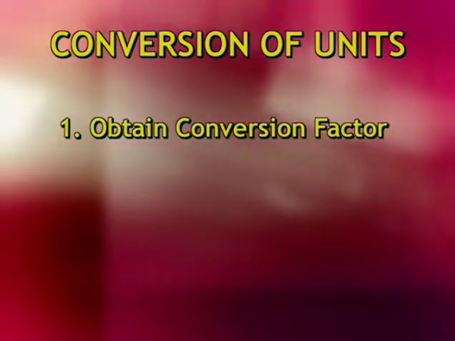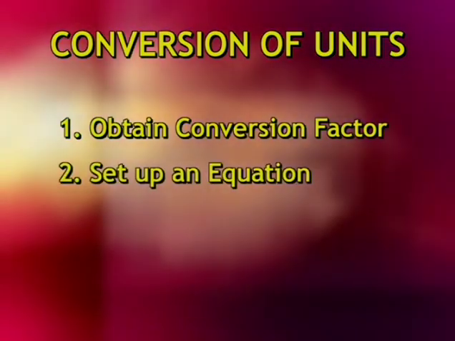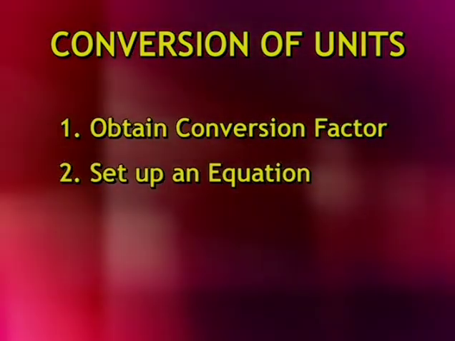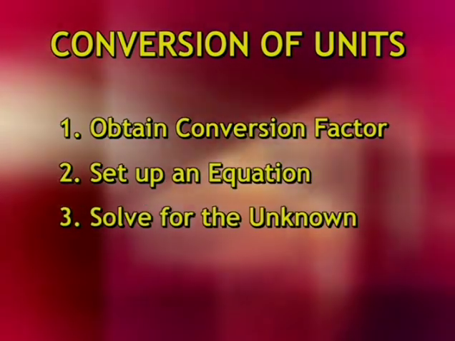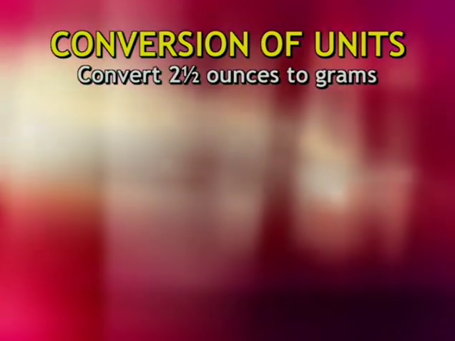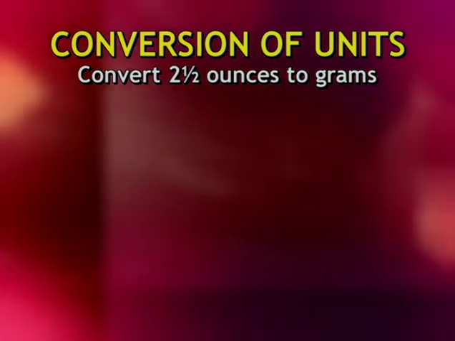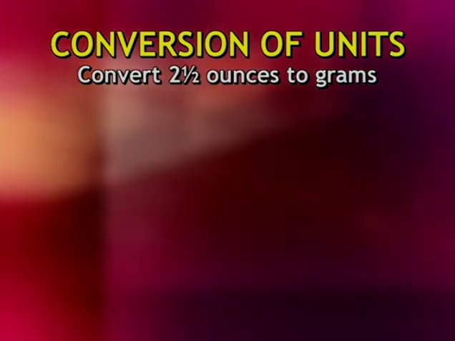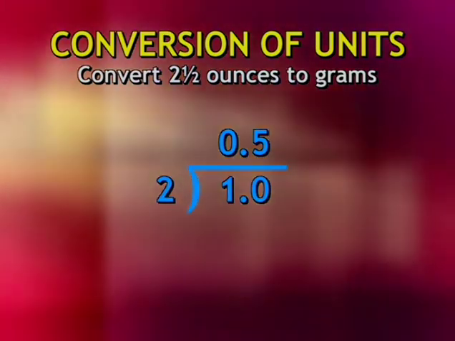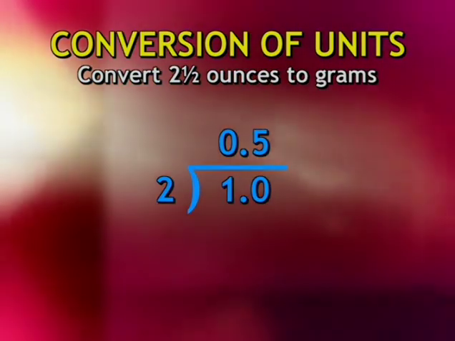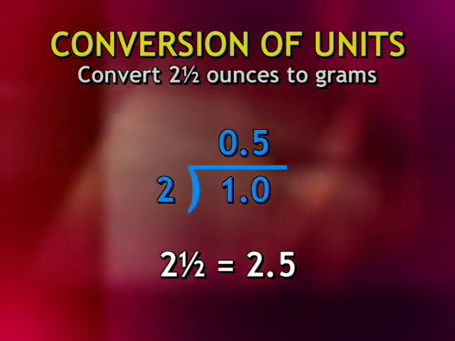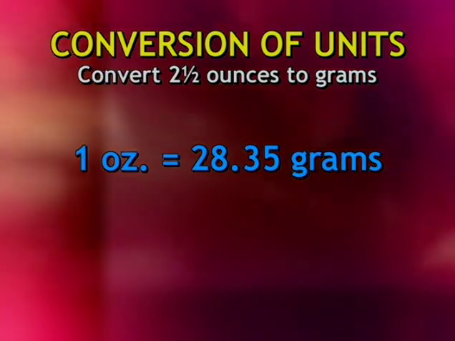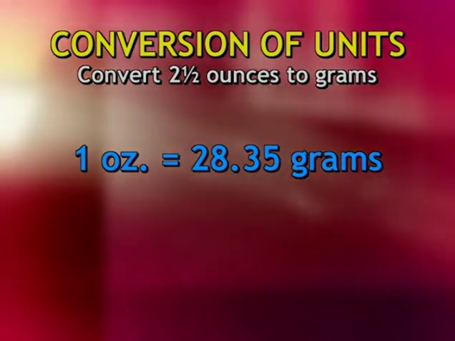To convert from one unit of measure to another, obtain the conversion factor from a table. Set up an equation containing the known and unknown information and solve for the unknown. Convert 2 1/2 ounces to grams. Because calculations are more easily performed using decimals than other fractions, change the 1/2 to a decimal by dividing 1 by 2. Thus, 2 1/2 becomes 2.5. Next, go to the chart and find that there are 28.35 grams per ounce.